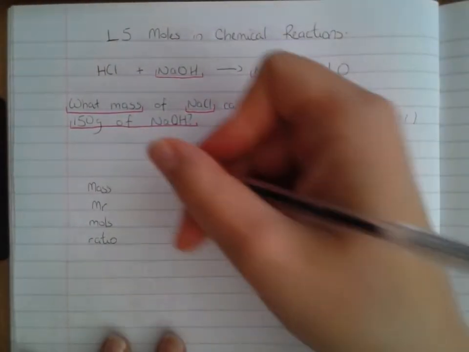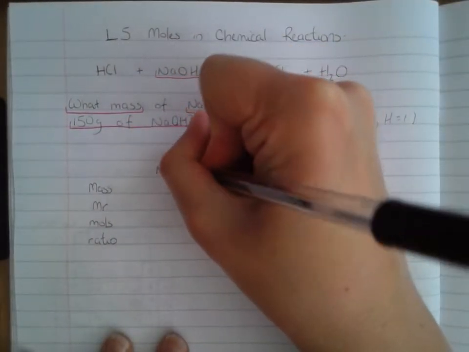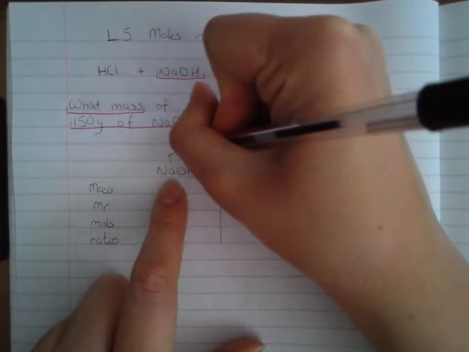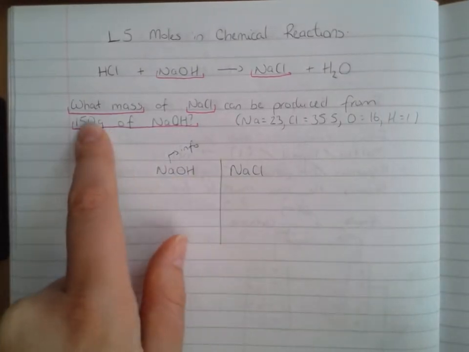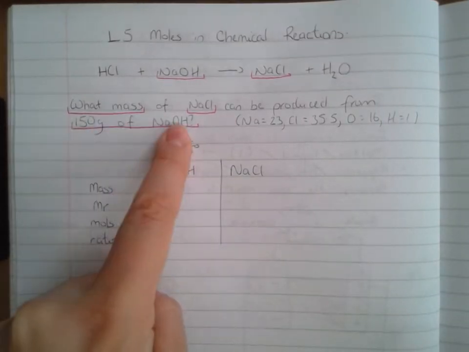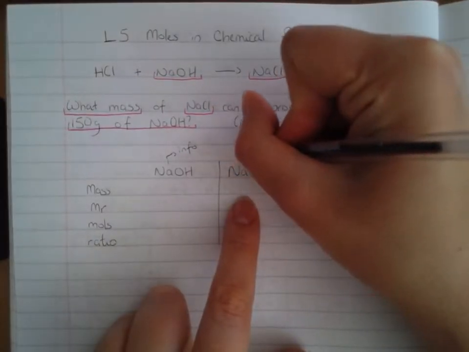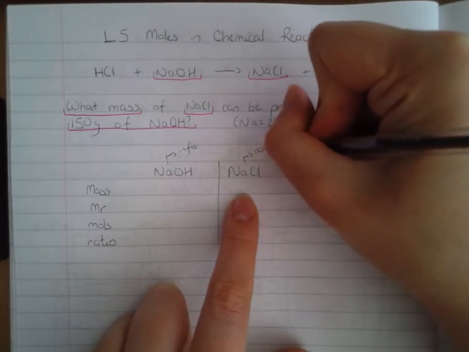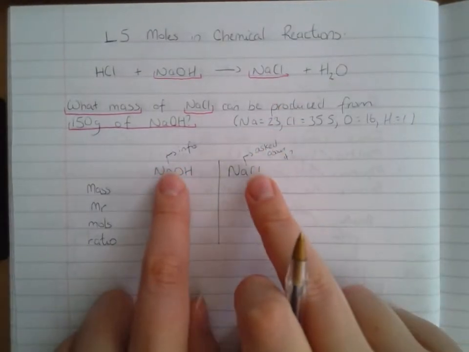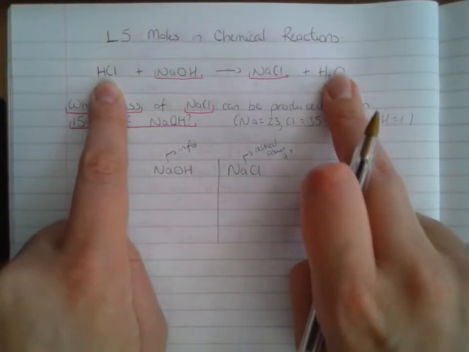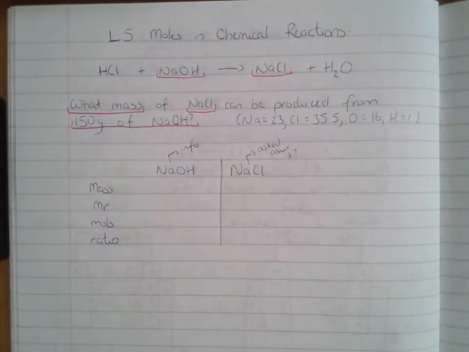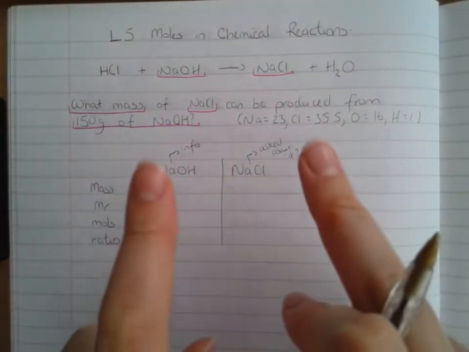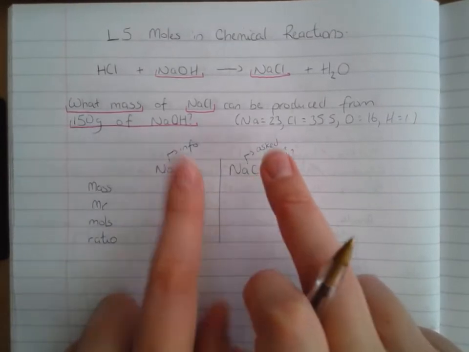That means my NaOH is also important. So I'm putting NaOH in because I've got info about NaOH. I've got 150 grams. I'm told the mass of NaOH, so I'm given information about it. And NaCl, I'm putting it in because I'm asked about it. So that's why I'm putting those two things in my table. I'm not putting in HCl, I'm not putting in H2O because I'm not asked and I'm not given information about them. So the first step of filling in these tables for yourself is just figuring out what's important and what you're actually going to put into your table.